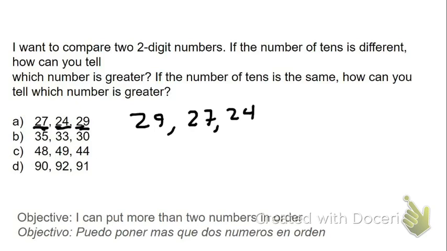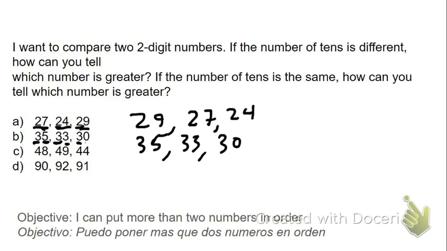Let's try the next one. 35, 33, and 30. So again, the tens place is the same in each of those. So I'm going to look only at the ones place. That'll help me. And so I've got 35 has a 5 in the ones place, so I know it's bigger than 33. And I know 33 is bigger than 30. Go ahead and try the last two on your own. Pause the video here and try them, and then check them against my work.